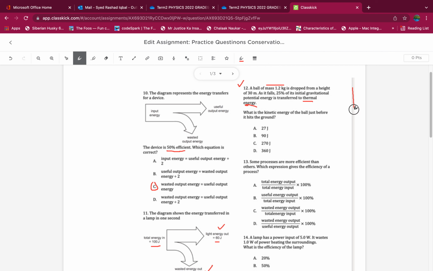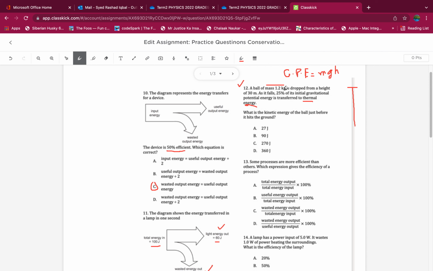It is at a height. Whenever the object is at a height, what energy does it have? Potential energy. So first of all we have to calculate the potential energy at the height. Then 25% will be wasted and the rest will be changed into kinetic energy. How will you find the gravitational potential energy at height? You will use this equation, mgh. M means mass, g means gravity, h means height. What is its height? 30 meters. Mass is 1.2.